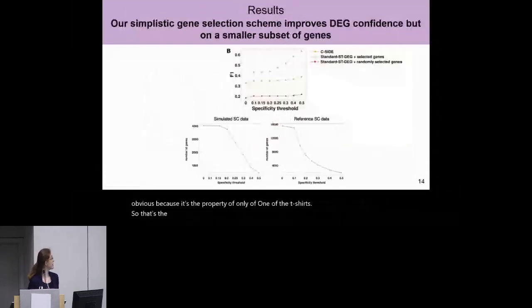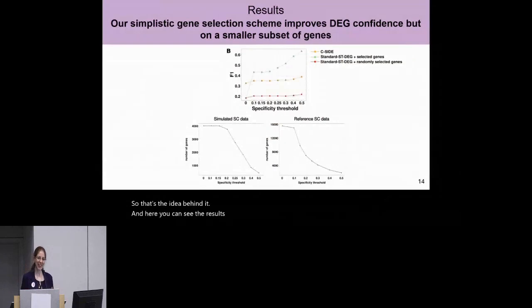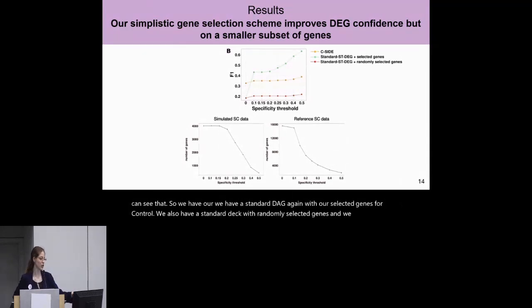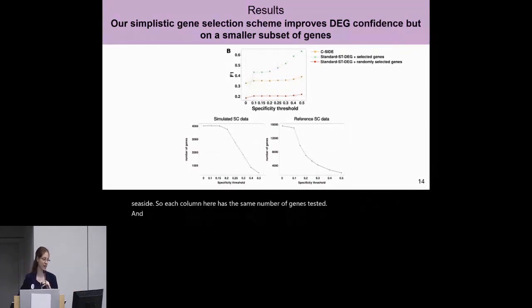And here you can see the results. Okay, am I speaking too fast? So we have here the F1 score as a function of the specificity threshold. When we increase the specificity threshold, it means the gene is more specific to the cell type. We have a standard DEG again with our selected genes. For control, we also have the standard DEG with randomly selected genes, and we included Seaside. Each column here has the same number of genes tested. You can see that when we select the genes as I proposed, the increase in the F1 score is the most notable.